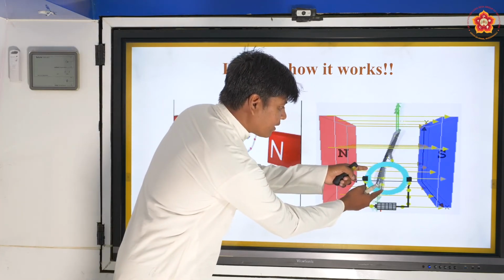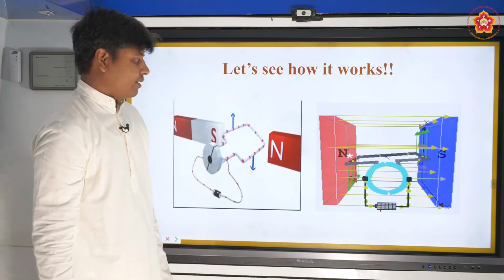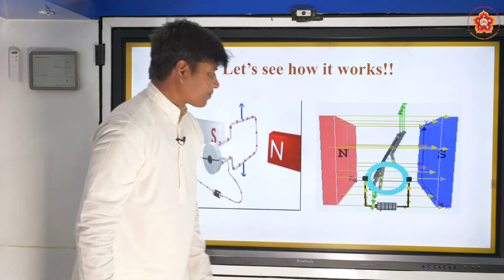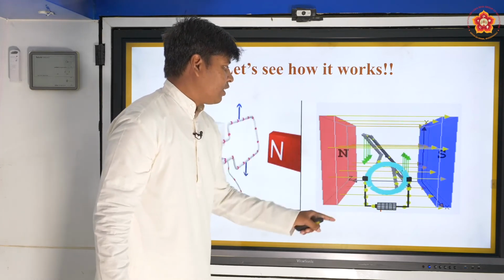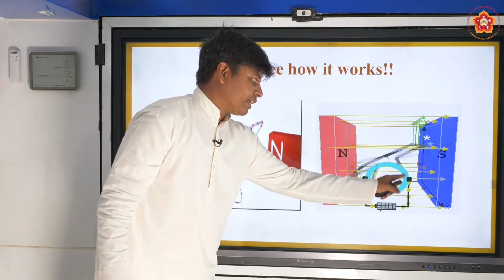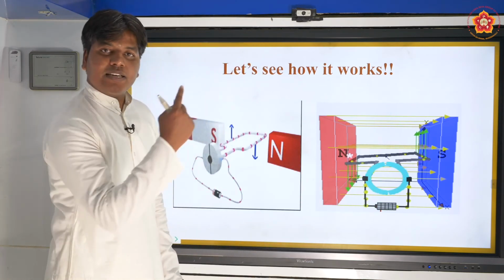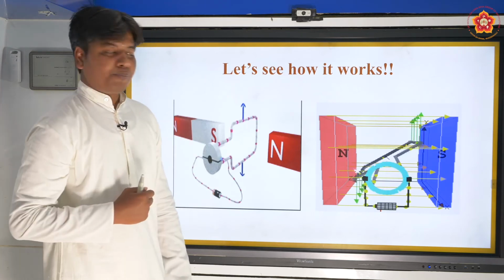Because of this instrument, what? Split ring, which we call a commutator. These are brushes. So the split ring keeps on changing the polarity of this coil. One time it is getting attached to the positive terminal of the brush. Second time it is attached to the negative terminal of the brush, which changes the direction of current. So how beautiful it is, right?